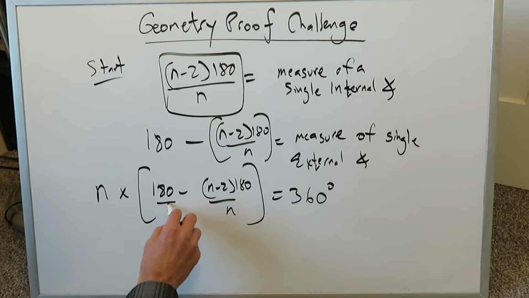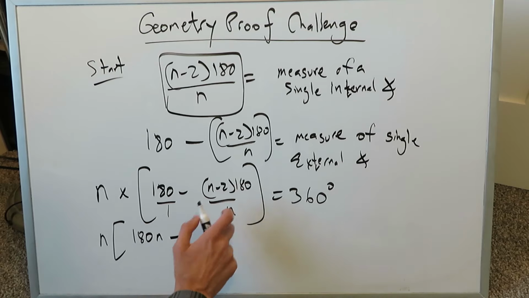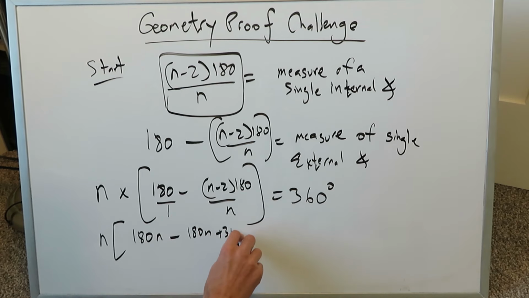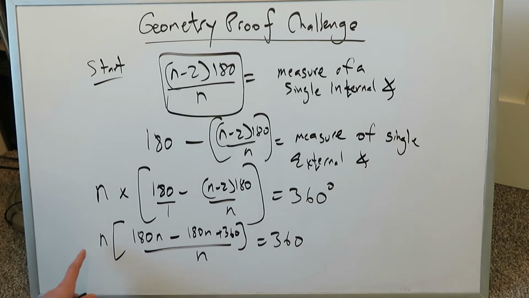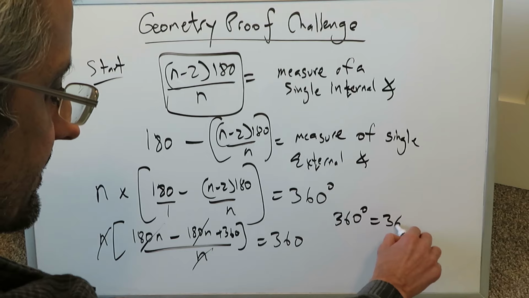Do a common denominator right over here. You'll have n sitting outside, you'll have 180n. Open this up, you'll have 180n minus 360, which hits with this minus, becomes a plus 360, all over n is equal to 360 degrees. This n and this n will cancel out. This 180n and minus 180n will cancel out. You'll end up getting 360 degrees is equal to 360 degrees.